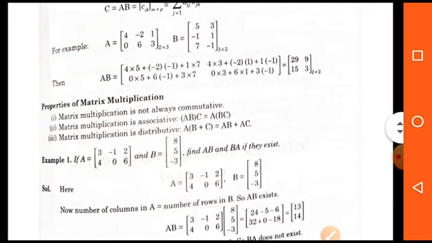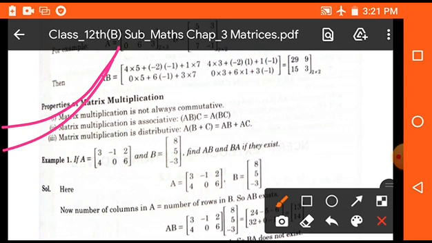Now properties of matrix multiplication. This is important. First property, matrix multiplication is not always commutative. It means that in the case of multiplication, it is not necessary that A into B is equal to B into A. That means matrix multiplication does not always follow the commutative law. Second, matrix multiplication is associative. That means if we multiply A into B and then multiply by C, and if we multiply B into C and after that multiply by A, then it will be equal.